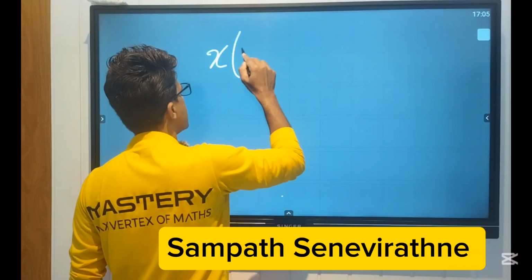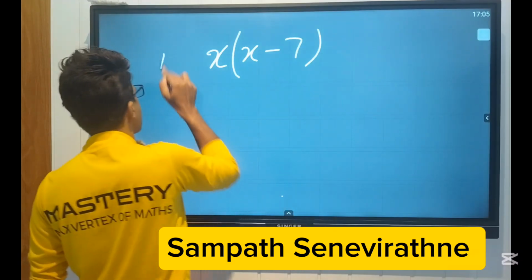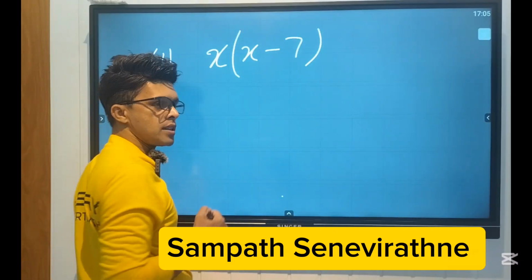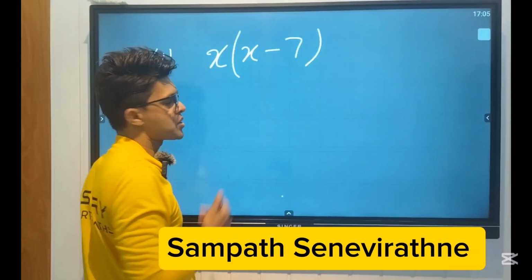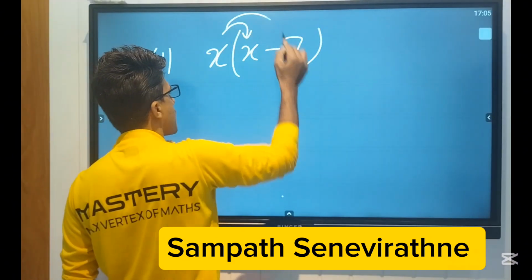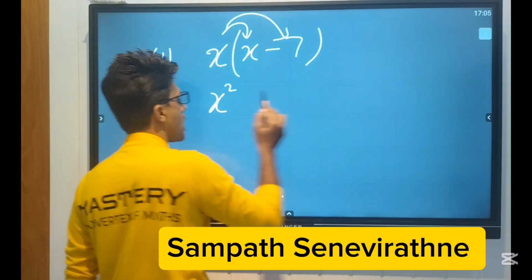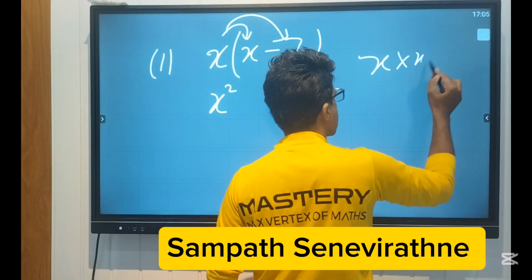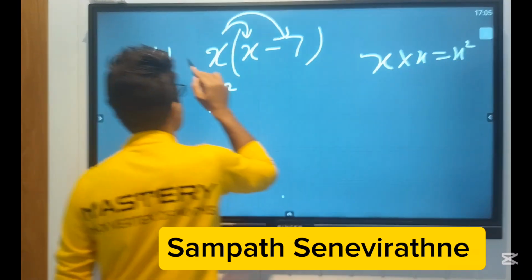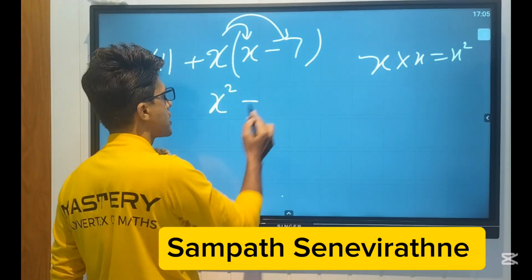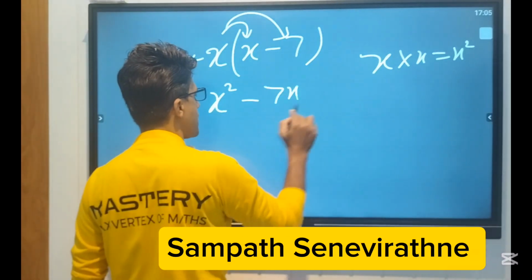How can you simplify this type of one? How can you remove the bracket here? You were taught last year how to remove the bracket here. x times x is x squared, and also here plus, here minus, plus into minus is minus, 7 times x is 7x.